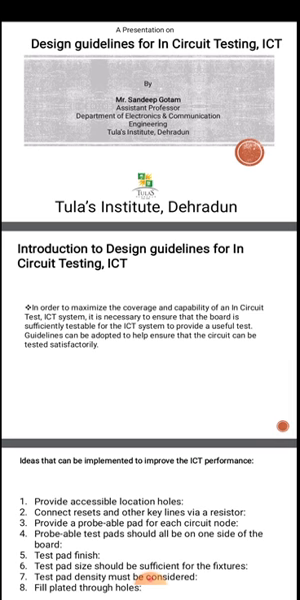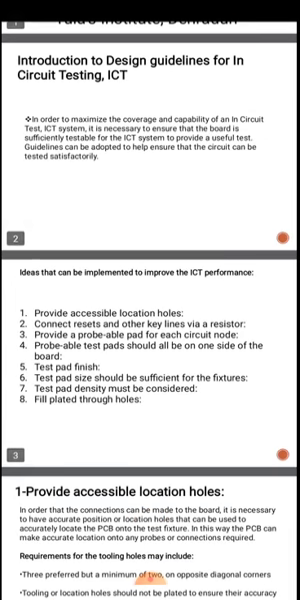in order to maximize the coverage and capability of an in-circuit test (ICT) system, it is necessary to ensure that the board is sufficiently testable for the ICT system to provide a useful test. The guidelines can be adapted to help ensure that the circuit can be tested satisfactorily. So it includes basically 8 points by which we can identify whether the circuit has been made and tested well or not. Point number 1 is provide accessible location holes, and connect reset and other key lines via resistors.